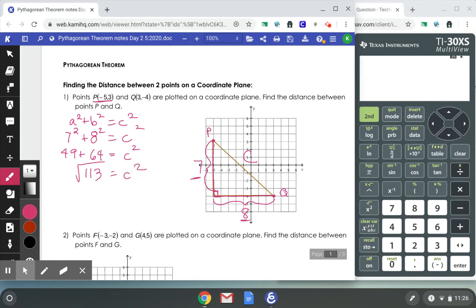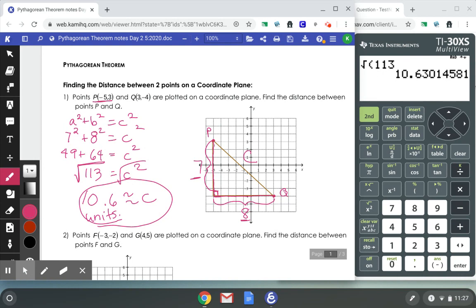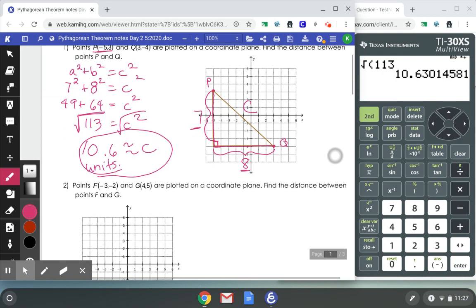And now to get c by itself, I'm going to take the square root of both sides, and that will give me the length of my diagonal, or c. Let's round this to the nearest tenth. So c is approximately, this is going to round to 10.6 units. And that's the length of c. Okay, let's try another one.